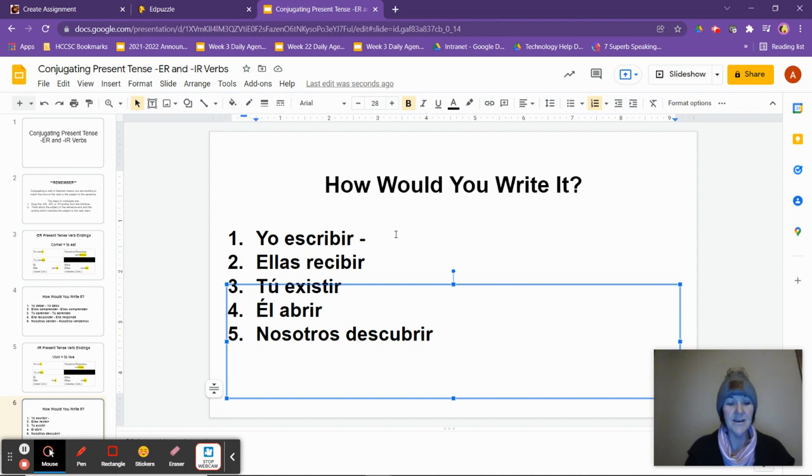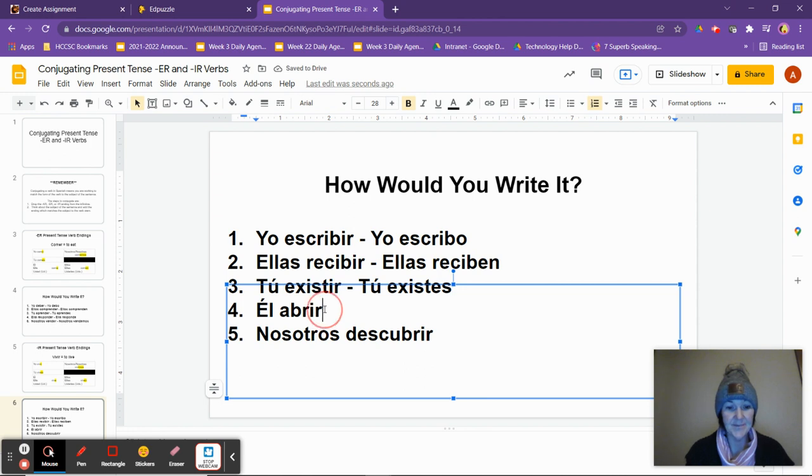So yo escribir, I'm going to drop the IR. It's going to become yo escribo. I drop that IR and added an O. Ellas recibir, that's going to become ellas reciben. Reciben, because I'm going to drop the IR and add EN, which is the verb ending that matches ellas. Tú existir, so that's going to be tú existes. Oops, if I could spell it correctly. Existes. Drop the IR, add the ES ending.